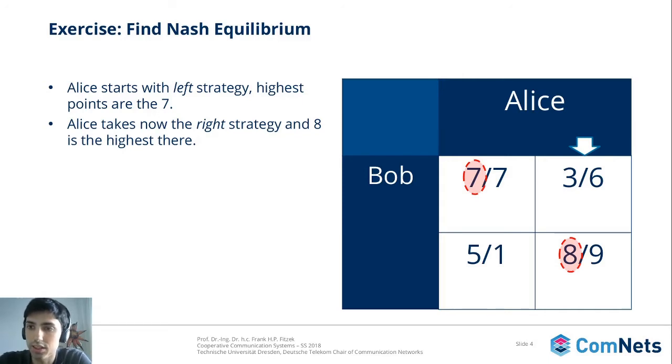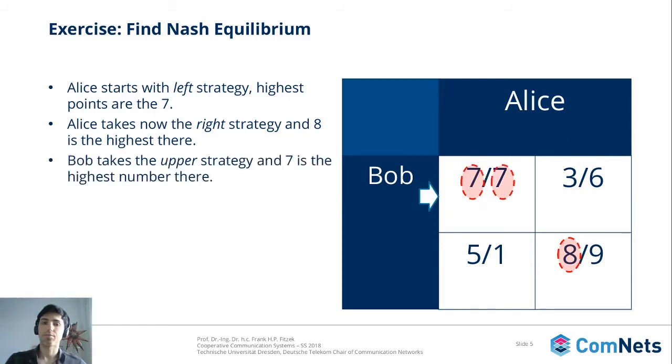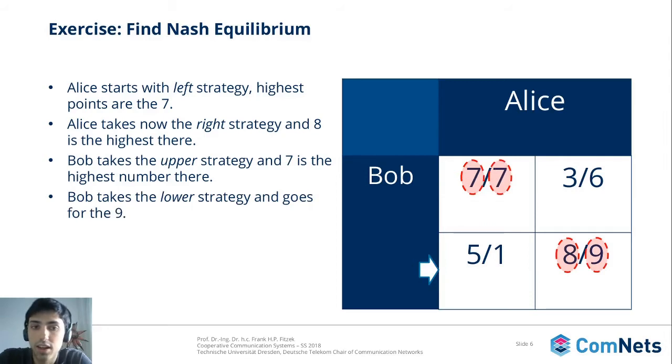So these are the best cases in the case that Alice chooses the left one, or in the case that Alice chooses the right one. Now we go to Bob. We have the upper strategy, which is either 7 or 6. So in the best case that Bob takes the upper strategy, he will get 7 points. In the best case that he takes the lower strategy, he will get 9 points. Here goes my German.